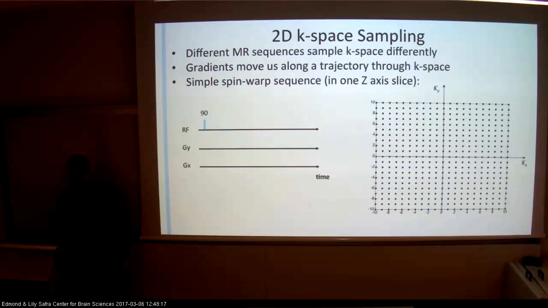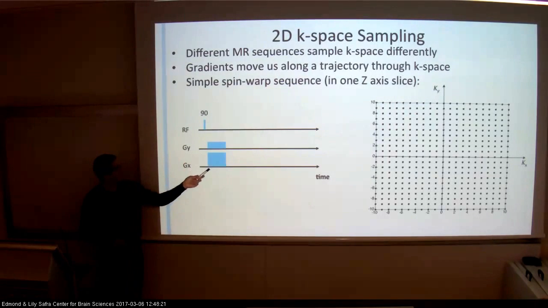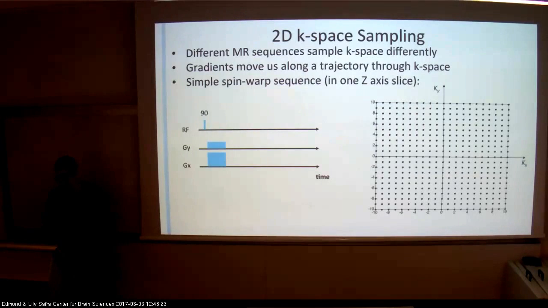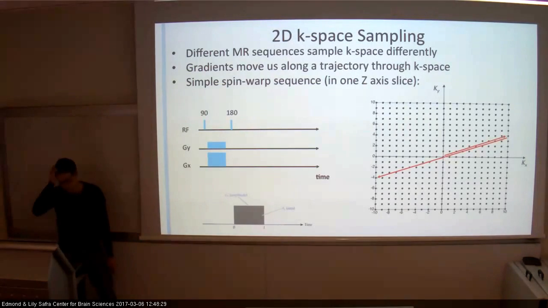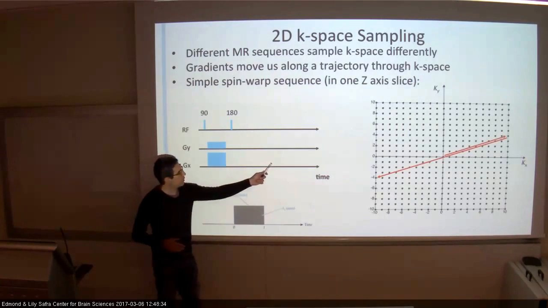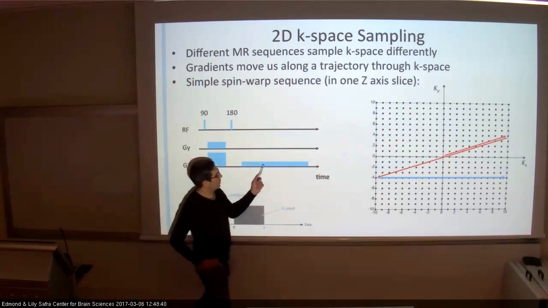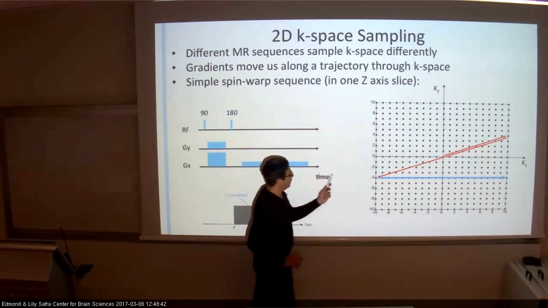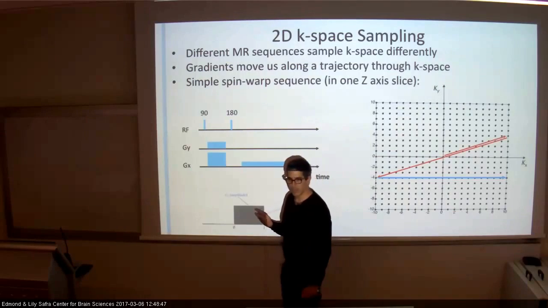Okay, so here it is. We have the 90. After the 90, we turn on the XY gradients with some strength, so it takes us to some location in K space. We can do the 180, which will take us to the opposite position in K space. And then I'm going to turn on the X gradients, and as I'm waiting in time, I'm going to acquire the weights of this line in K space.